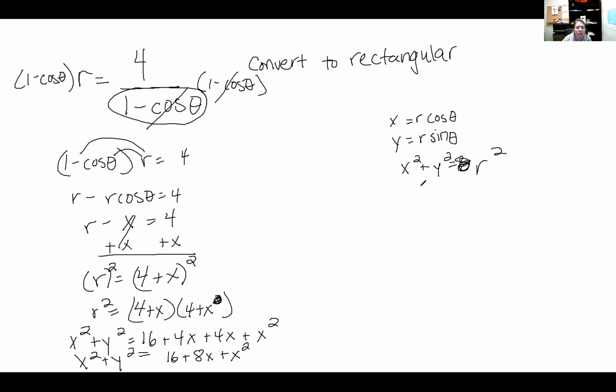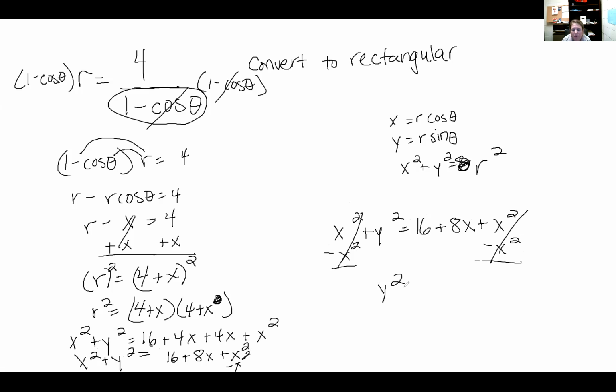All right, and then we want to get it in that general form that I showed you guys on those notes, okay? So I want to get everything on one side. So I'm going to move all of this over to the other side. So when I do that, this is what our problem looks like. Okay, I'm going to rewrite it. When I do this, notice what happens to your x squares. They go away, and you're left with this. And then I'm going to move everything over. So y squared minus 8x minus 16 equals 0.